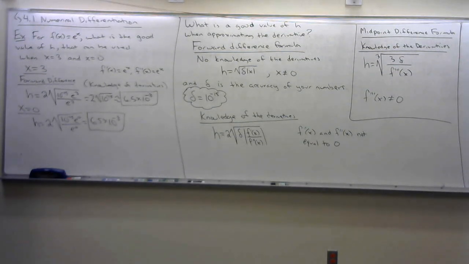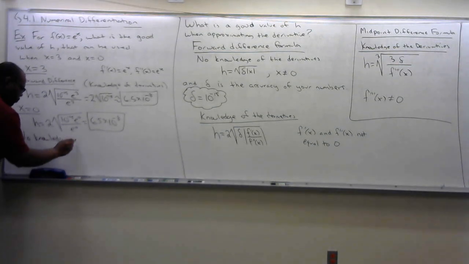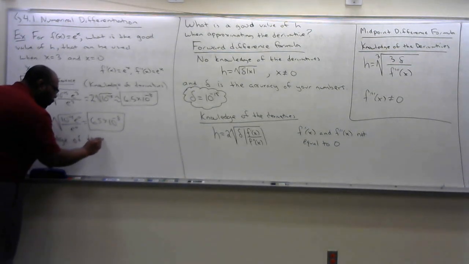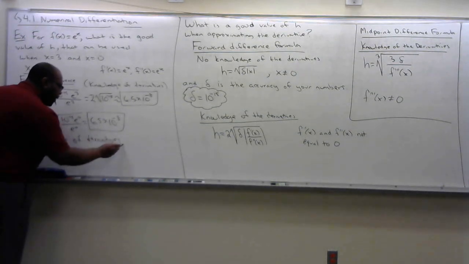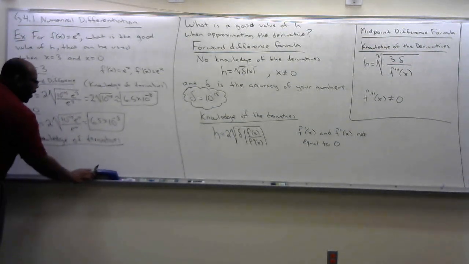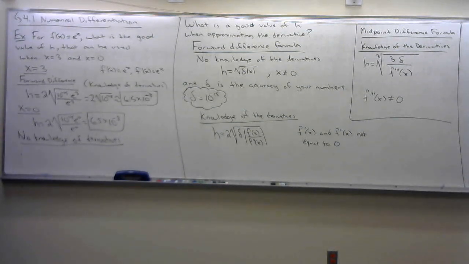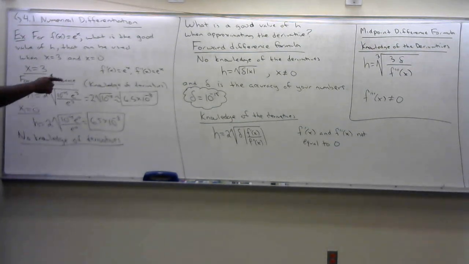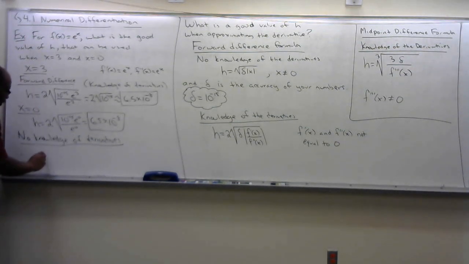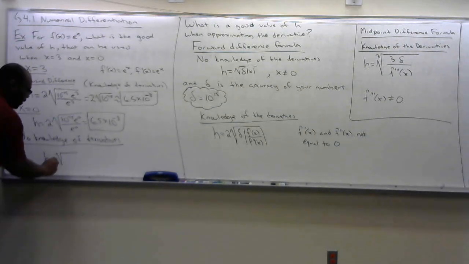Suppose I didn't have knowledge of the derivative, and let's just do it for the first one, x equals 3. Suppose I had no idea of the derivatives of e to the x. Maybe I just got function values and I didn't know it was the function e to the x. If I have no knowledge of the derivative for the forward difference formula, I would use h equal to the square root of, in this case, 10 to the negative 15.